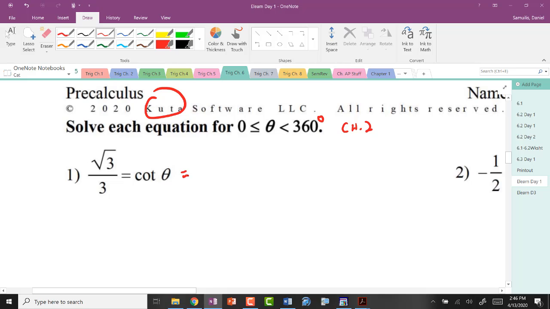By the way, it would be smart to take this root 3 over 3 and make it 1 over root 3. That's what that is, unrationalized. And from doing your chapter 2 and chapter 3 stuff, we should recall that. And then what I have always done is x over y, because tangent is y over x and cotangent is the reciprocal brother or sister of that.